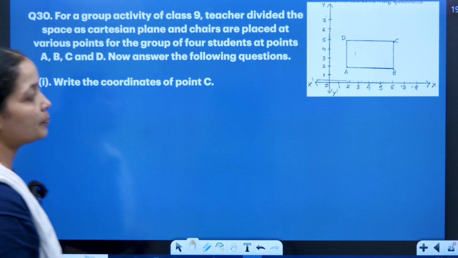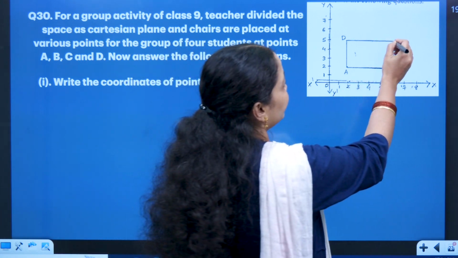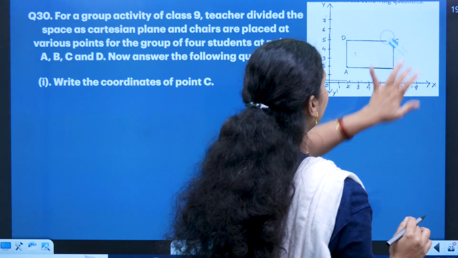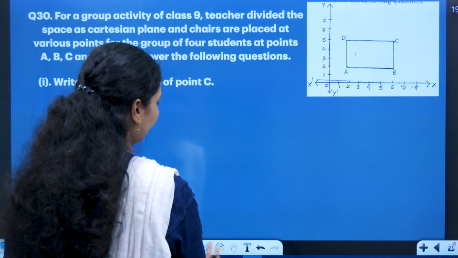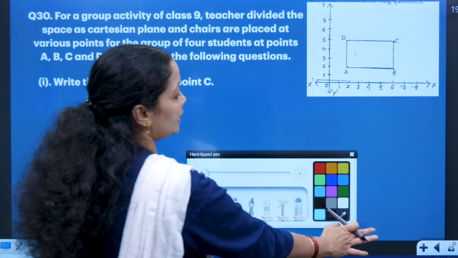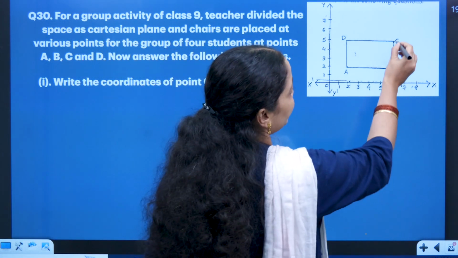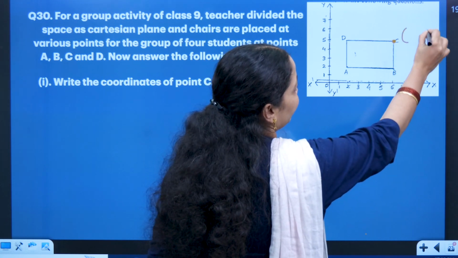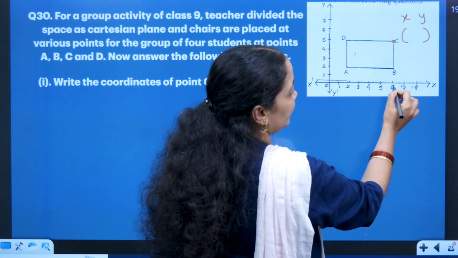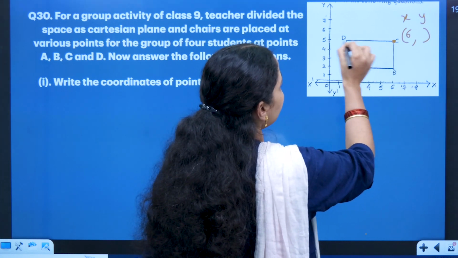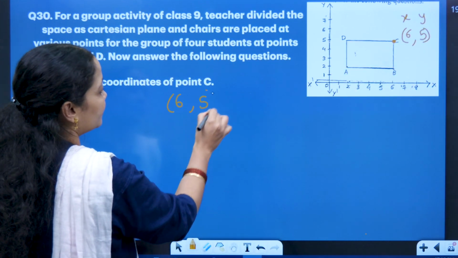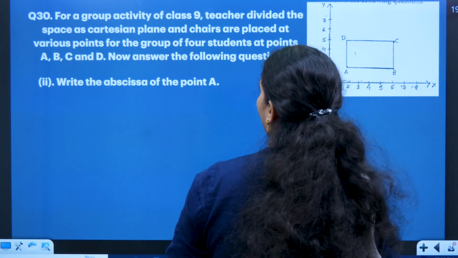Write the coordinates of point C. Point C is here, in the first quadrant of the Cartesian plane, so both the coordinates will be positive here. To find point C, first I have to write my x coordinate, then my y coordinate. X is 6, y is 5. So this will be (6, 5). Let us go to the next part.